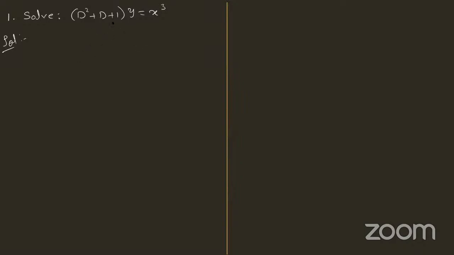Now see, when you are given an equation of this kind, the first part is we need to find the complementary function. To find the complementary function, we need to take the auxiliary equation, isn't it? So the auxiliary equation for this question is m square plus m plus 1 is equals to 0.